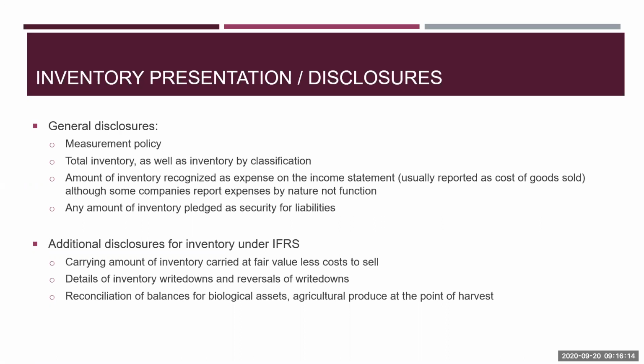The additional disclosures for inventory under IFRS are the carrying amount of inventory carried at fair value minus cost to sell, details of inventory write-downs and reversals of those write-downs, and the reconciliation of balances for biological assets, agriculture products, and points of harvest. That last point is very specific to those kinds of industries.